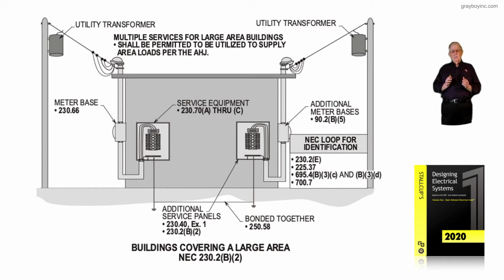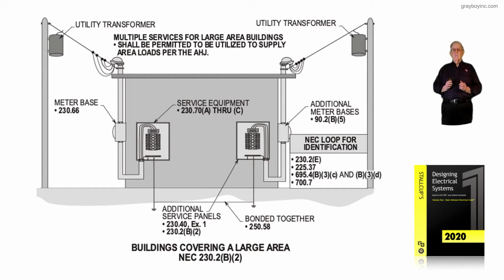But right here in this section that we're looking at, 230.2(B)(2), dealing with buildings covering a large area, then we could have more than one service due to the permission and approval of the authority having jurisdiction as well as the utility company. And notice this additional service panel located somewhere within the building facility under the permissive rules of 230.40 exception 1 and 230.2(B)(2) is permissible.